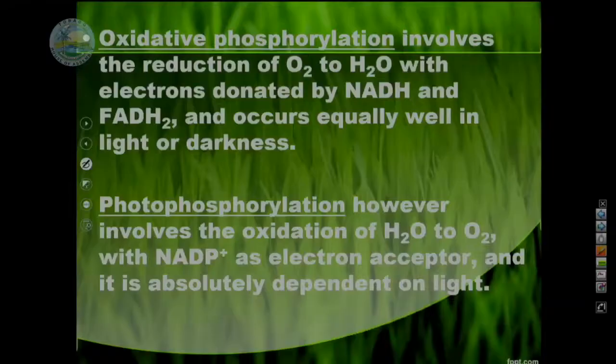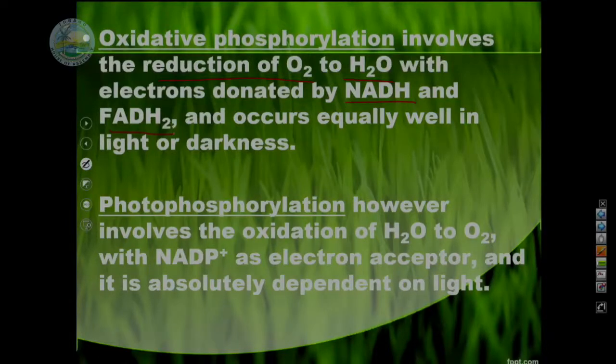We also have oxidative phosphorylation. And again, we are going to see oxidative phosphorylation. This is the major pathway by which we will produce ATP. It takes place within the mitochondria along what we call the electron transport chain. Oxidative phosphorylation involves the reduction of oxygen to water with electrons donated by NADH and FADH, and occurs equally well in light or darkness. So it would occur whether light is there or not.